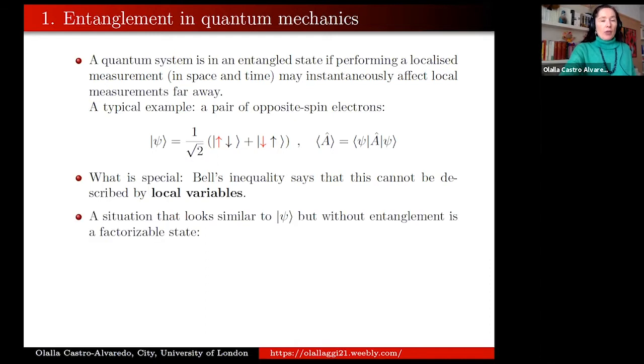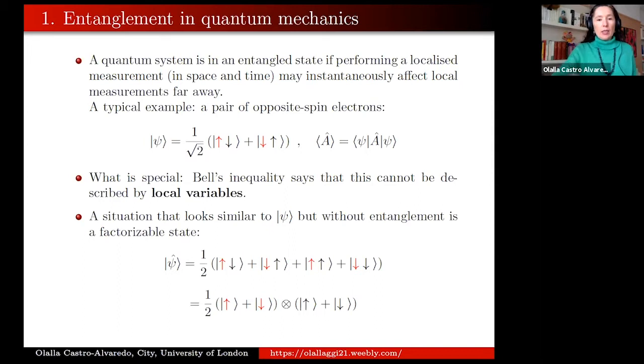If you want to compare this to something different, you could think of a state that looks similar in some sense. It also contains these combinations of spins up and down, but it actually contains all possible combinations, which means this state is factorizable. You can factorize it into the product of degrees of freedom of one spin and degrees of freedom of the other spin. In this case, the state is not entangled at all, because knowing something about one spin tells you nothing about the other.